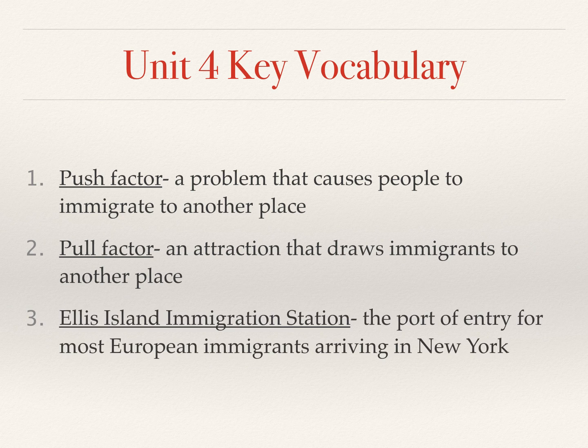Number 3 is the Ellis Island Immigration Station. And that was the port of entry for most immigrants who were coming from Europe. And this was in New York City.